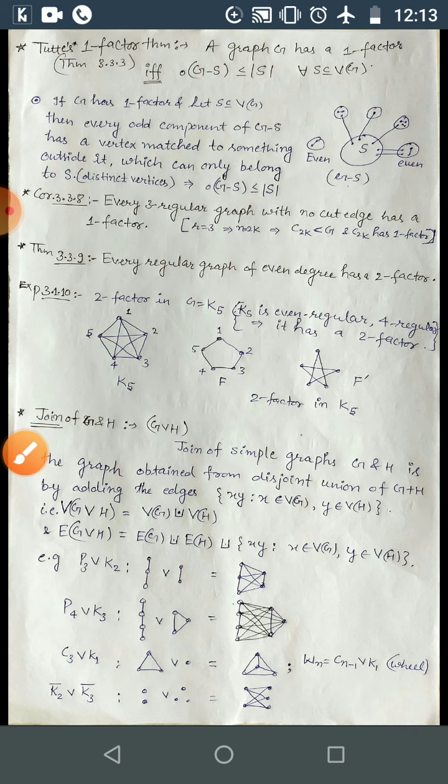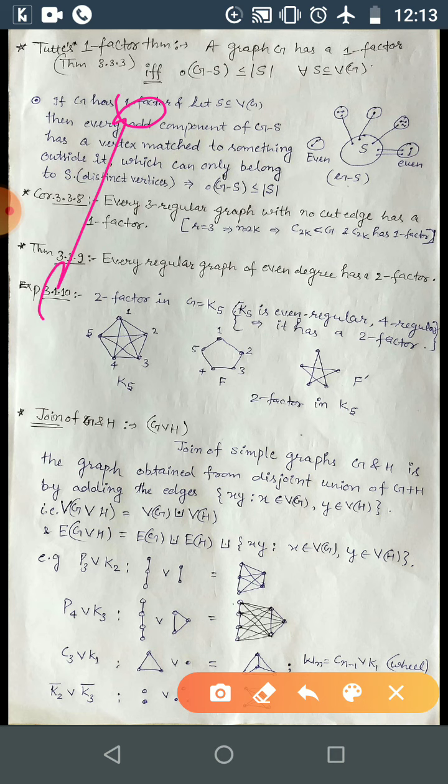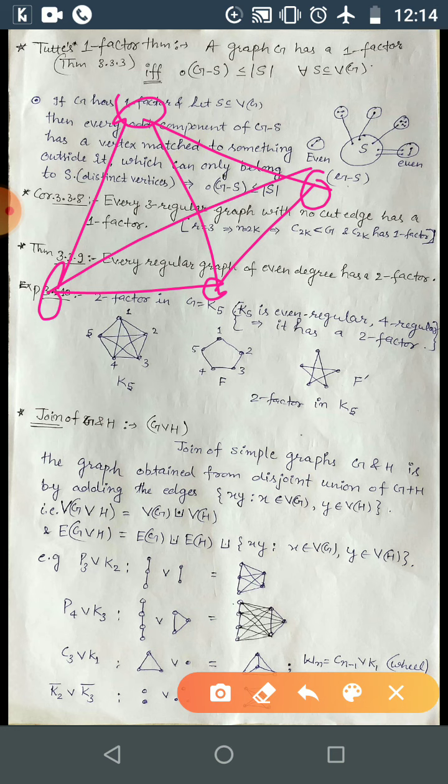Likewise, you can have the join of C3 with K1. This will have both the graphs as well as the edges. Every vertex of one graph will be adjacent with all the vertices of the other and vice versa. So the join of C3 and K1 gives K4, correct? Or you can just say the join of K3 with K1 gives K4, correct?